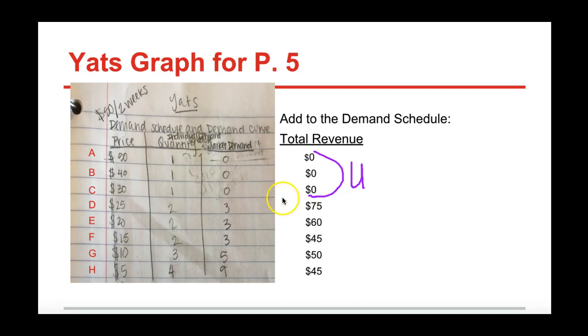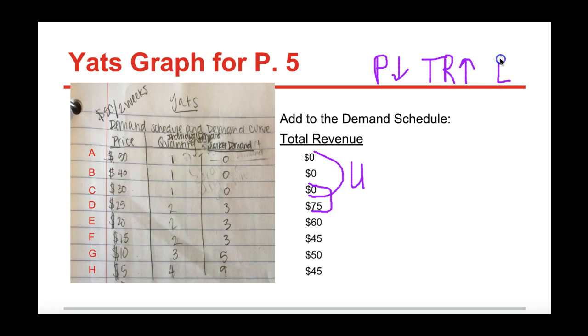Now I'm going to look at, okay, what happens when the total revenue does change? So we're going to look at from point C to point D because that's when our total revenue actually changes. If you look at from point C to point D, what happens to my price? So from C to D, price is going to drop. All right, what happens to my total revenue? Total revenue from C to D is going up from 0 to 75. So total revenue is increasing. All right, when our price and our total revenue are going opposite directions, what type of elasticity is that? Is it elastic, inelastic, or unit?